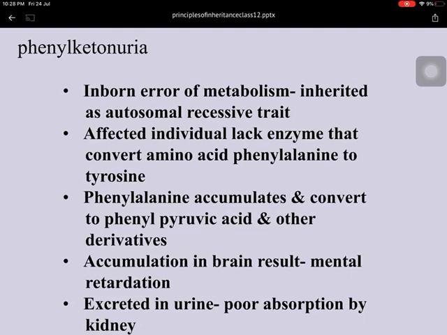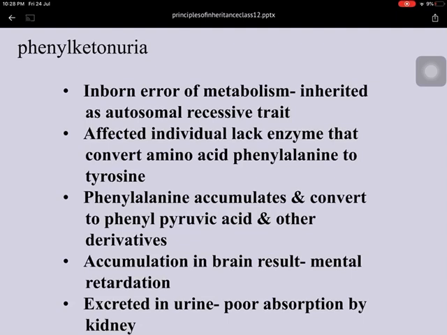What happened? Phenylalanine is actually converted into tyrosine, but due to disturbance in the gene, mutation of the gene, what happens?